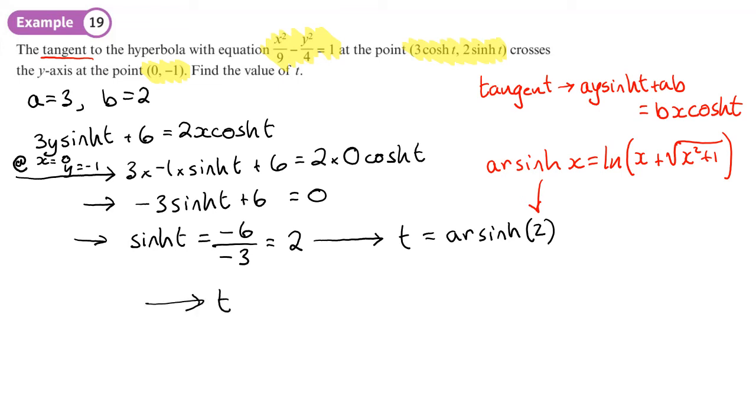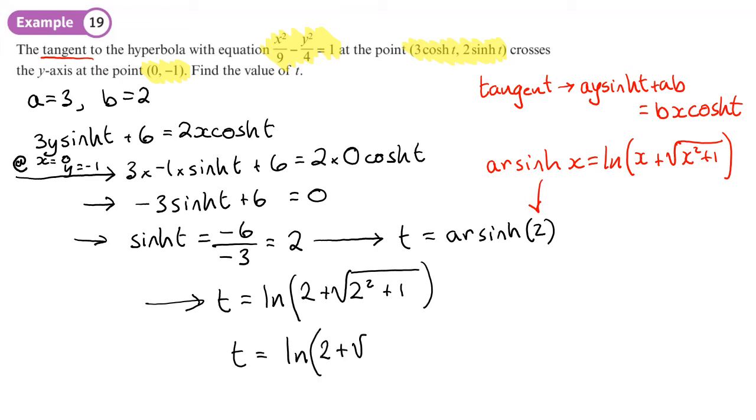So t will equal the natural log, and we could even give our answer exact as a natural log, of 2 plus the square root of 2 squared plus 1. So we can give the exact answer as ln(2 plus root 5).